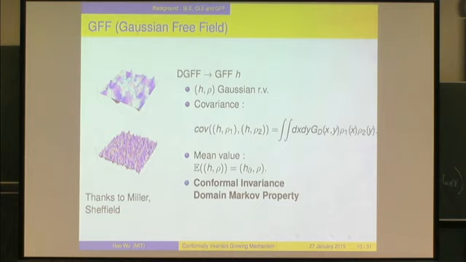So now we have introduced the three objects. First is SLE, second is CLE, and third is the Gaussian free field, and all of them satisfy conformal invariance and domain Markov property. So this explains why there are various interesting relations between the three objects. Okay, this is the first part.